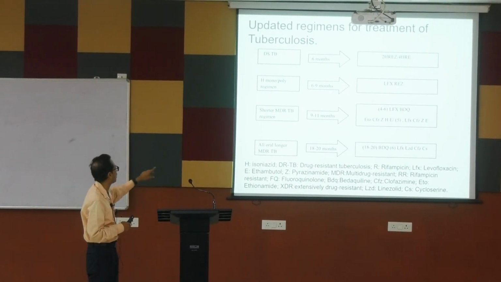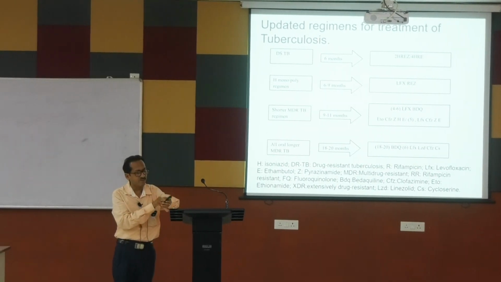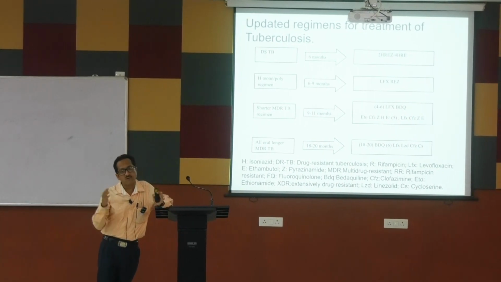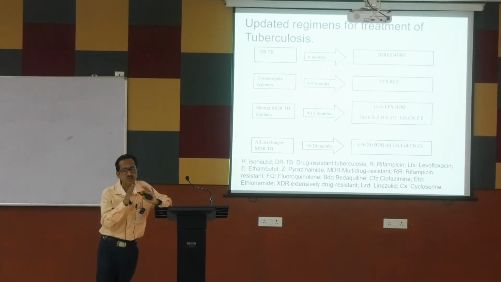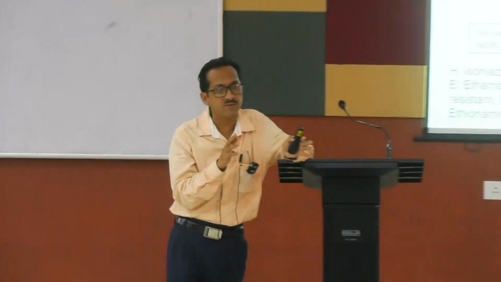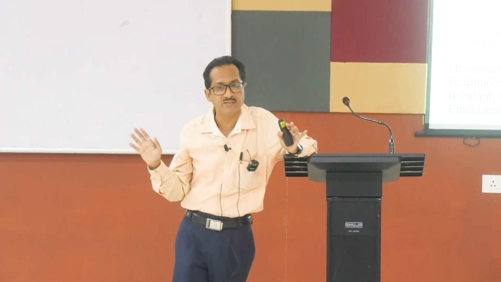Now these 2 are shorter treatments, 2 newer treatments. What is the previous treatment for MDR TB? It was 6 months followed by 18 months. Now it has been shortened because of the use of the new drug bedaquiline. So now in the National Tuberculosis Eradication Program, the drug that is used first is bedaquiline along with other drugs. So bedaquiline is a new drug for MDR TB.